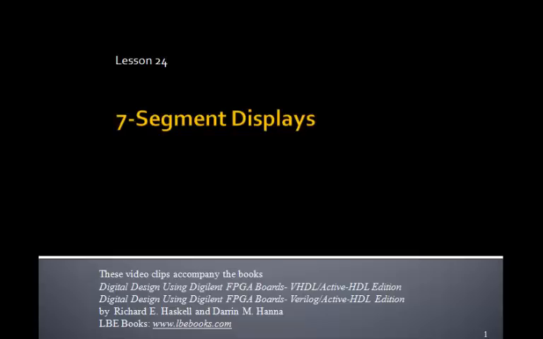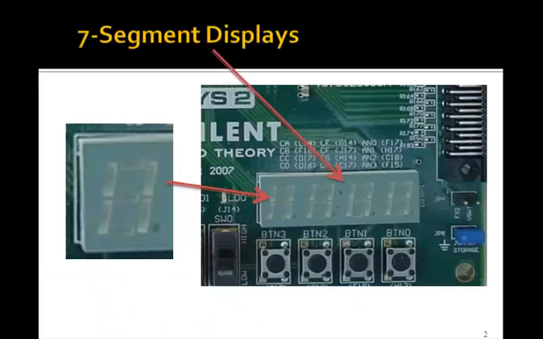This is lesson 24 on 7-segment displays. Now the Nexus 2 board and the Basis board have 4 7-segment displays shown here. Here's a blow-up of them. And each 7-segment display has 7 of these LEDs around here plus a decimal point. These are going to be labeled A, B, C, D, E, F, G, and you can light up any one of them to form whatever character you want.